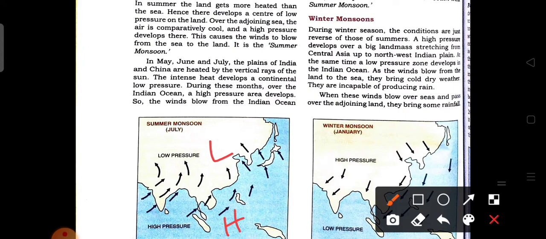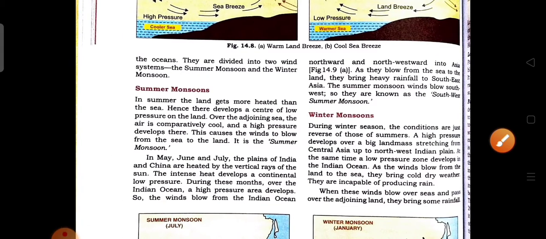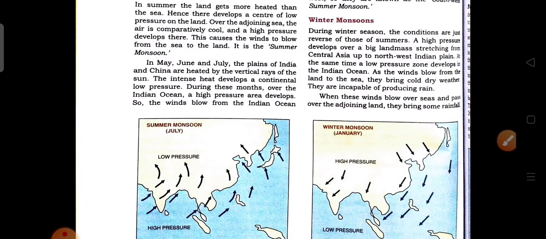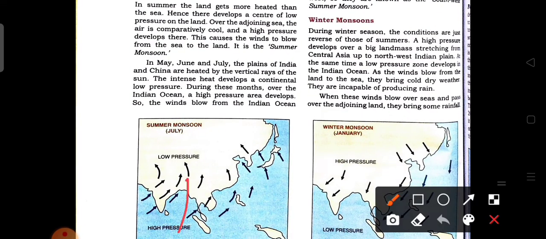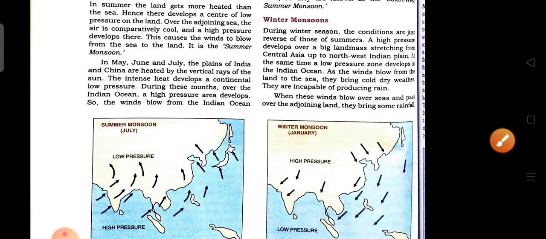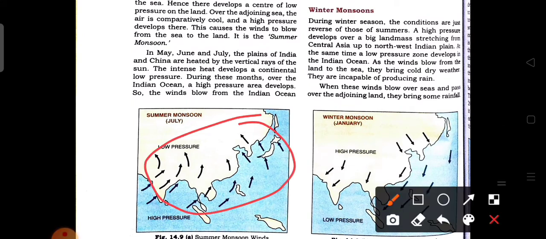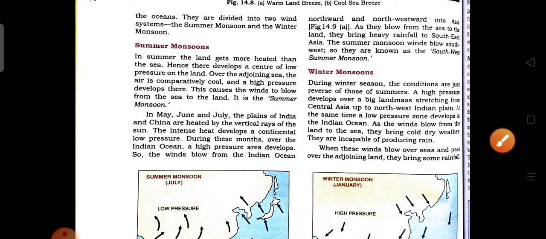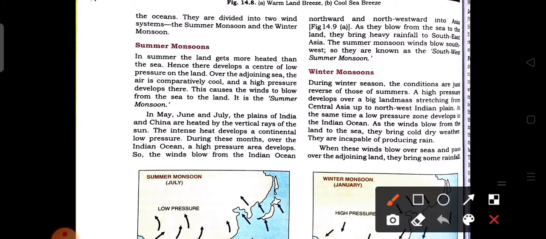So here prevails the low pressure and here prevails the high pressure. So the wind blows from the Indian Ocean northward and northwestward like this. That brings heavy rain to Southeast Asia. So this is the southeastern part of Asia, where this summer monsoon wind brings heavy rainfall by flowing to the north and northwest side. For that region it is called the southwest summer monsoon.